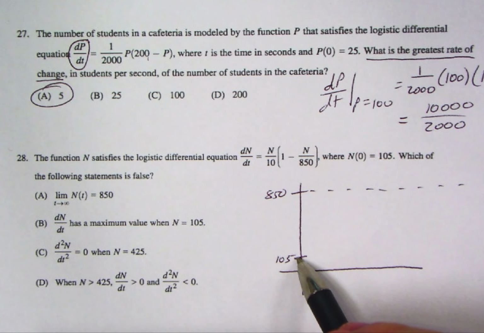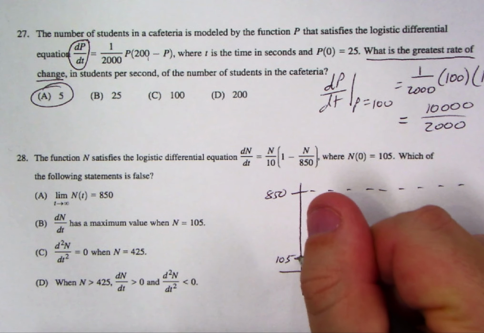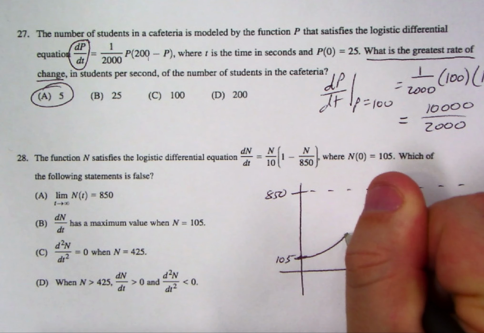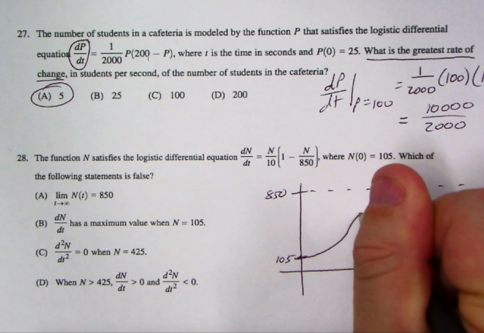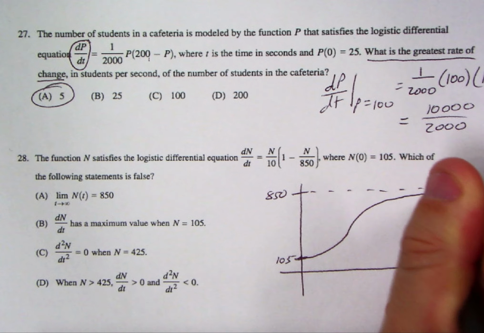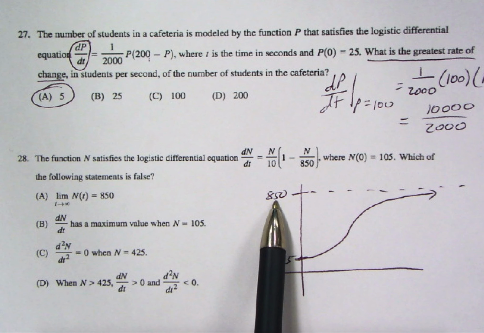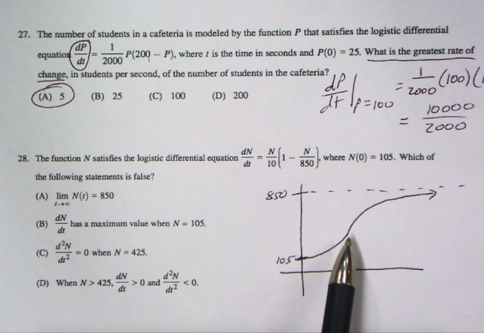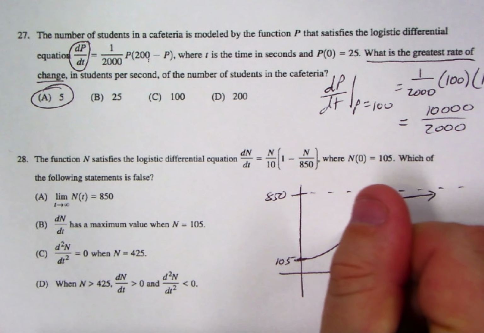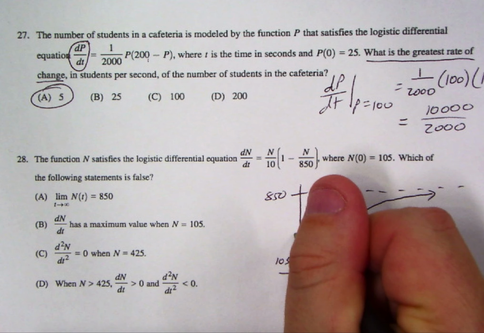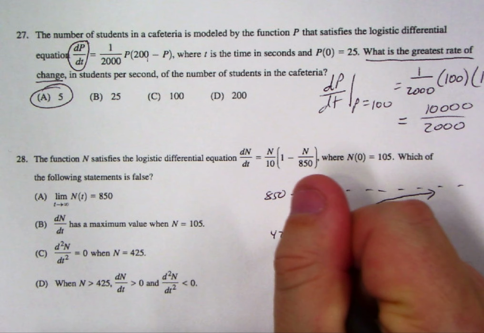So the graph's going to start at 105. It's going to go exponentially till it gets to 425. Then it's going to level out. Notice I said 425 because that's half of L, half of the carrying capacity. So I know that where the concavity changes is at 425, because that's going to be the biggest slope there. I didn't do a very good job of, or maybe I did. Yeah, that makes sense, because we're starting at 105.